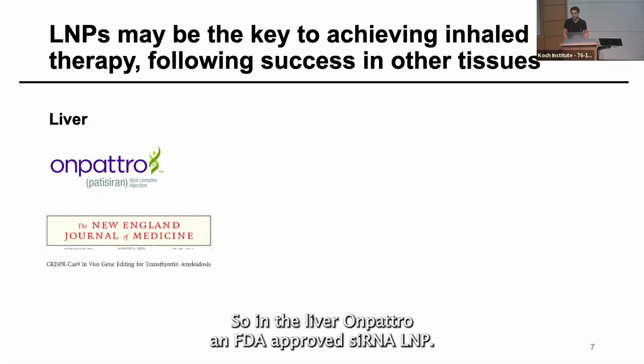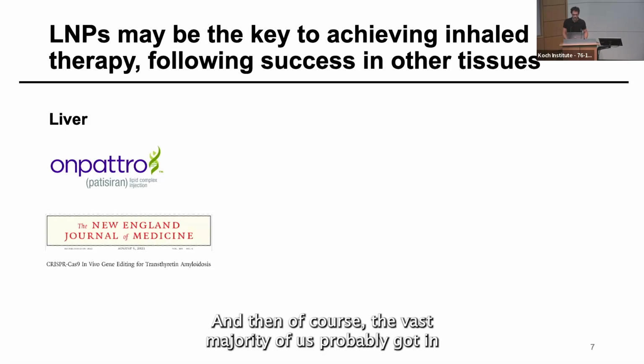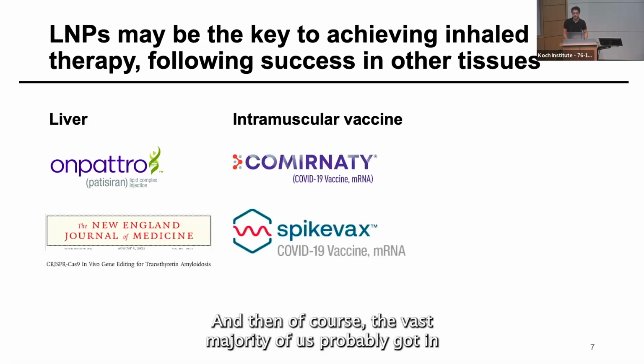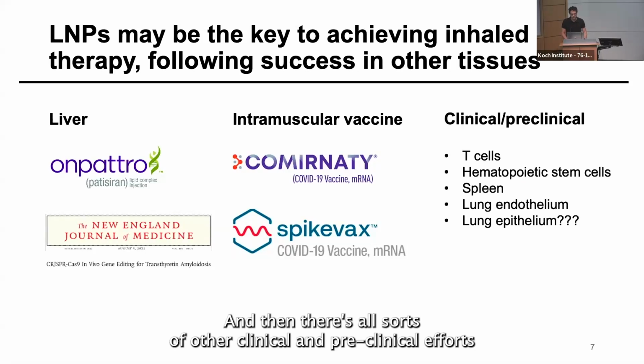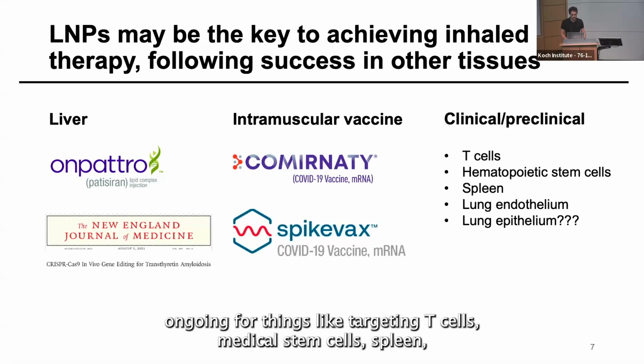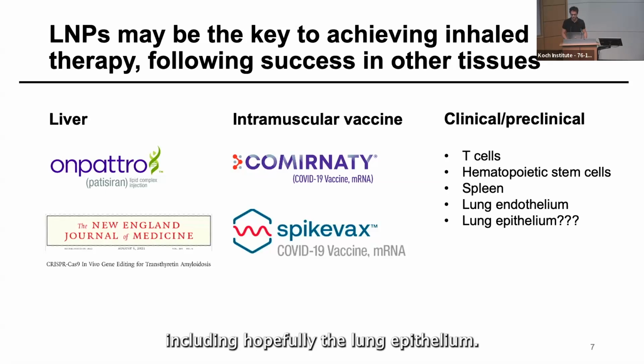So in the liver, Onpattro is an FDA-approved siRNA LNP, and there's also been quite a bit of success with intravenously delivered CRISPR-Cas9 gene editing. And then, of course, the vast majority of us have probably gotten intramuscular vaccines based around mRNA LNPs. That's the Moderna vaccine and the Pfizer-BioNTech vaccine. And then there's all sorts of other clinical and preclinical efforts ongoing for things like targeting T cells, hematopoietic stem cells, spleen, splenic immune cells, and all kinds of other tissues, including hopefully the lung epithelium.